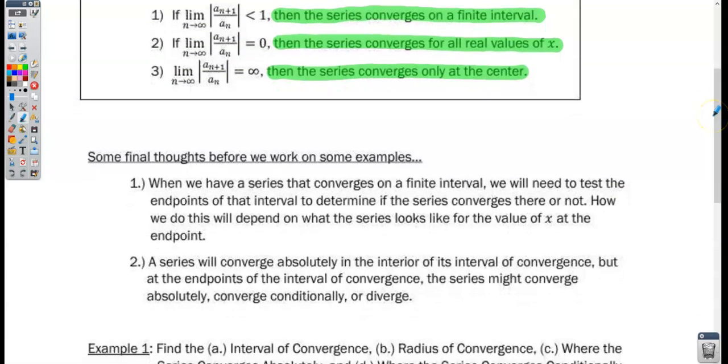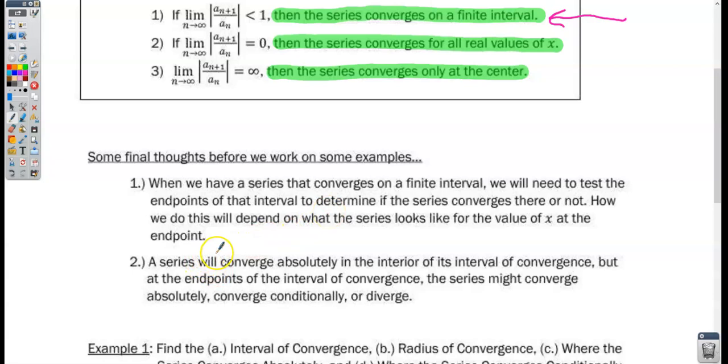When we have a series that converges on a finite interval, we're going to need to test the endpoints of that interval to determine if the series converges there or not. So anytime we end up with case 1, we're going to have to look at what happens at the endpoints. And how we do this will depend on what the series looks like, and you'll see that as we do more and more examples.